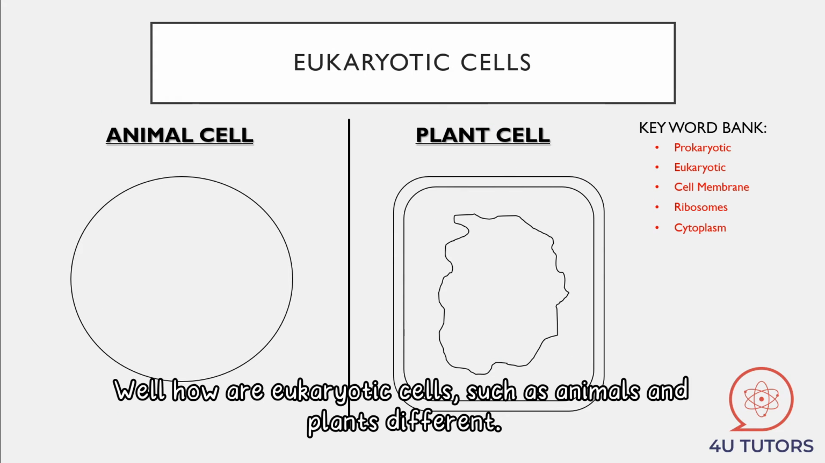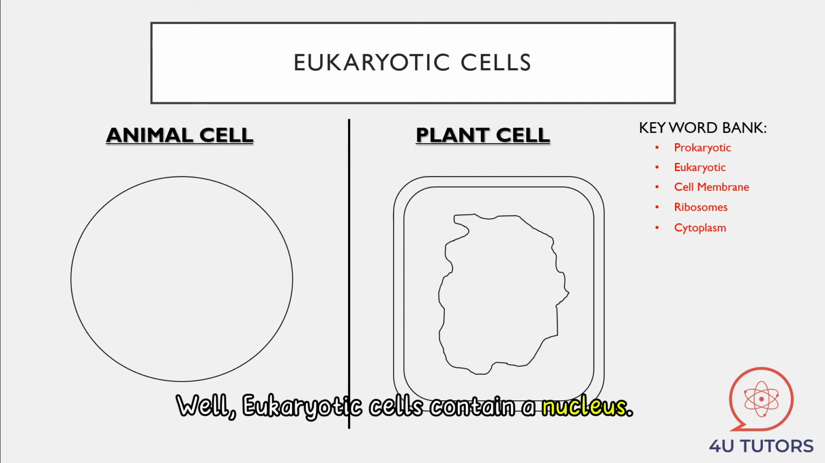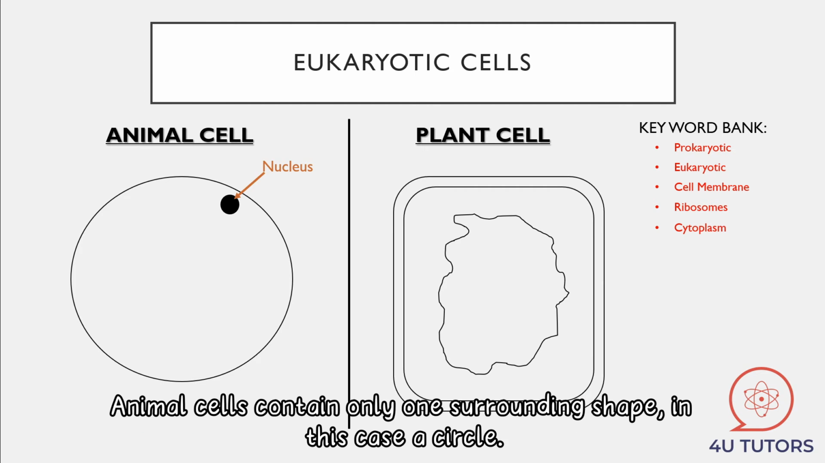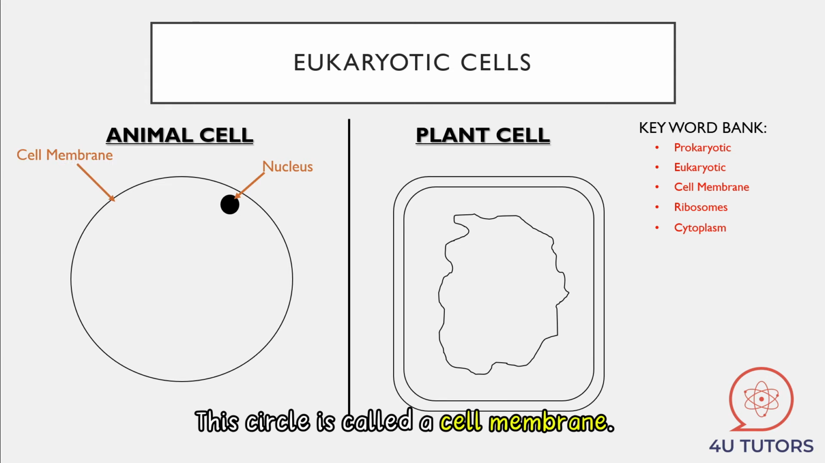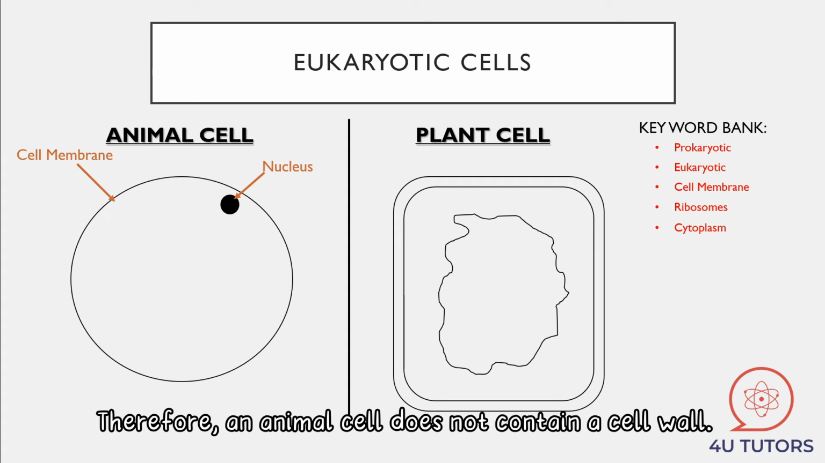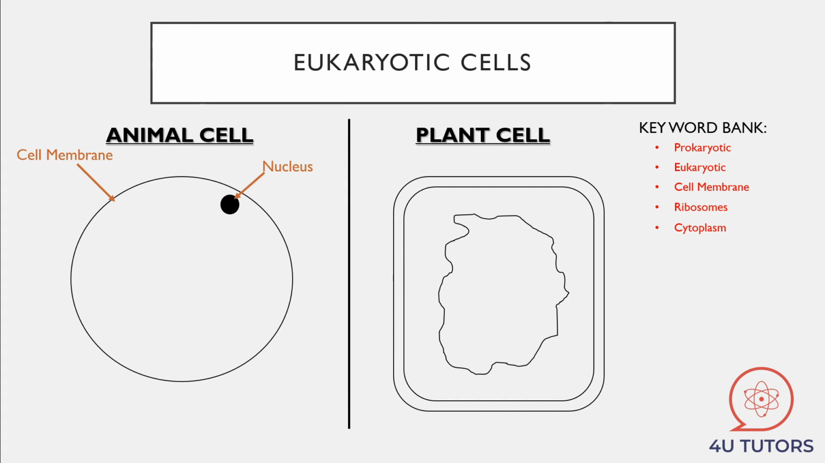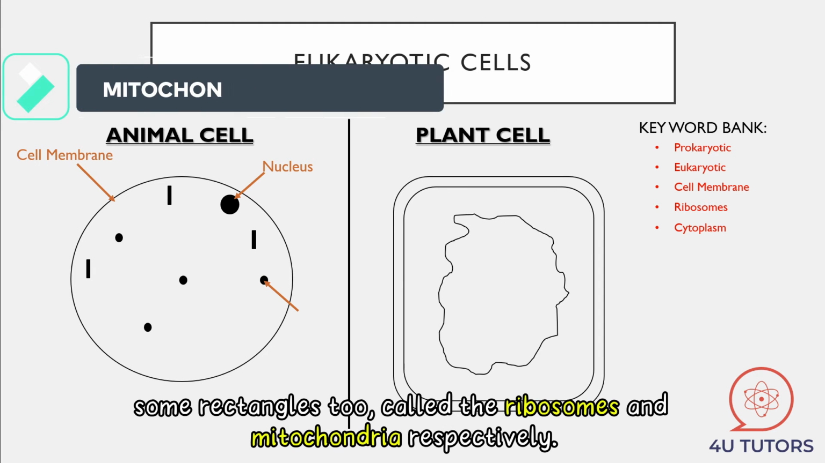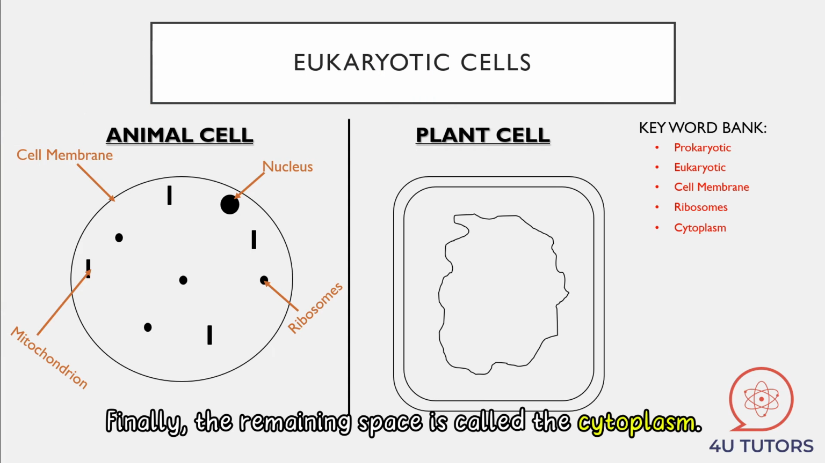Well, how are eukaryotic cells such as animal and plant cells different? Well, eukaryotic cells contain a nucleus. A nucleus can be represented by this black dot here. Animal cells contain only one surrounding shape, in this case a circle. This circle is called the cell membrane. Therefore, an animal cell does not contain a cell wall. The cell contains randomly dispersed black dots, but this time some rectangles too, and these are called the ribosomes and mitochondria respectively. Finally, the remaining space is called the cytoplasm.